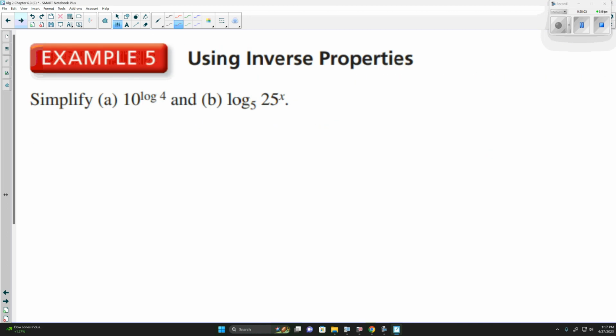So, if we look at the first part here, 10 to the log of 4. Well, they didn't write it in, but since it is a common log, the base is understood to be 10. Well, this base and the base for the log are the same, yes? So they simplify out, leaving us with 4.